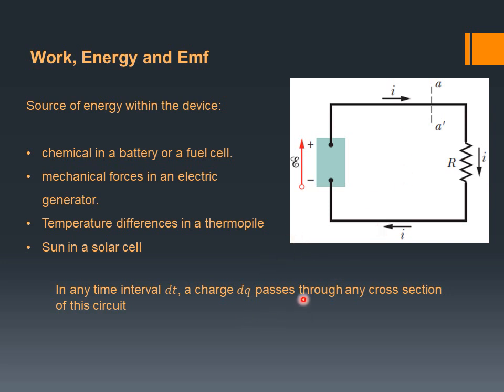So in any time interval, a charge dq will be flowing through a cross section A dash that passes through the cross section of the circuit. We write that EMF is equal to the work done on the charge, so dW over dq. dq is that particular charge which is passing through the cross sectional area. So this is the definition of EMF. Keep that in mind.